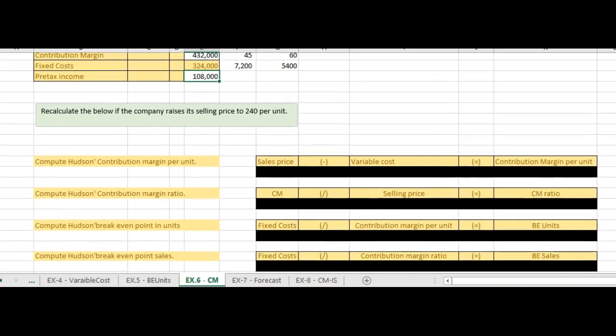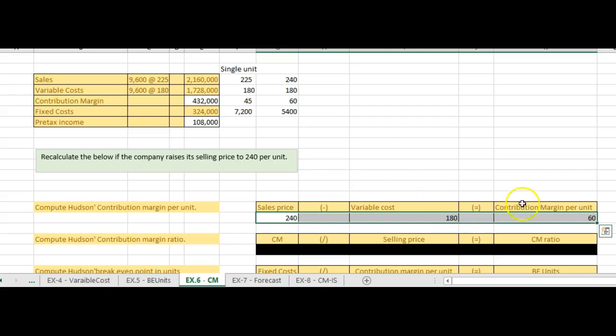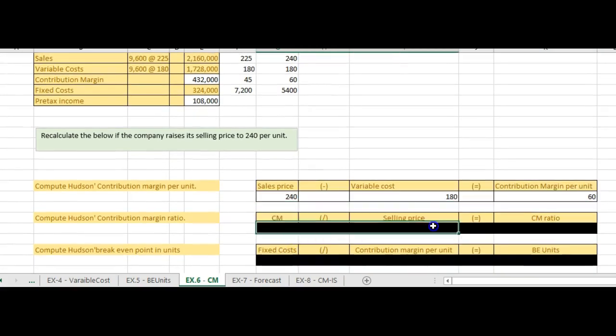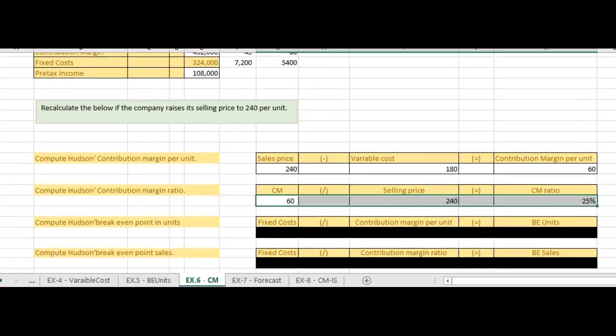So now we're going to switch things up, and instead of 225, it's going to be 240. I'm going to say change that sales price and see how it changes things. Well, first up, we have a higher contribution margin now, so that should mean we need less parts, but we'll find out. What's my CM do? I think it goes from 20% to 25%, which is a good sign.